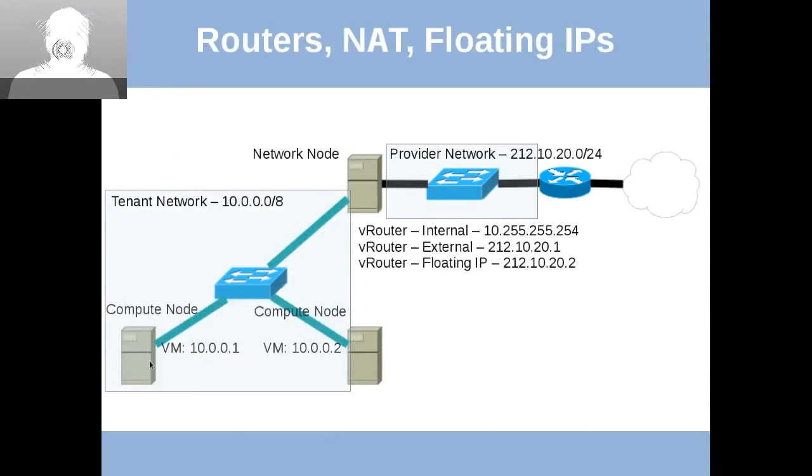The VMs are, for example, pinging redhat.com. That request reaches the virtual router on the network node. Basically, the virtual router has to change the source IP address from an address on the tenant network to an address on the provider network. So the request would have a source IP address of 212 and so on, basically an address on the external network. It would reach redhat.com, come back, and then the network node, or the virtual router, would perform the reverse operation, right, and forward the traffic to the correct virtual machine.